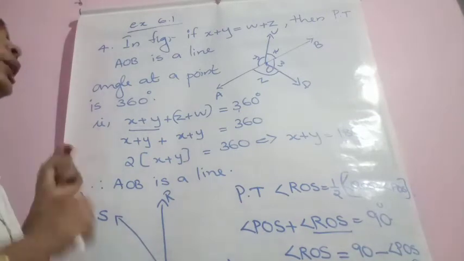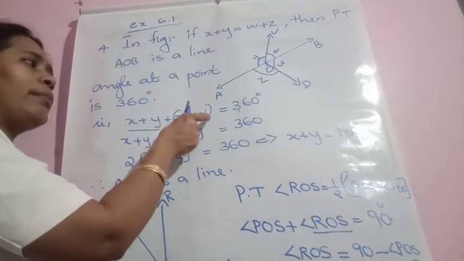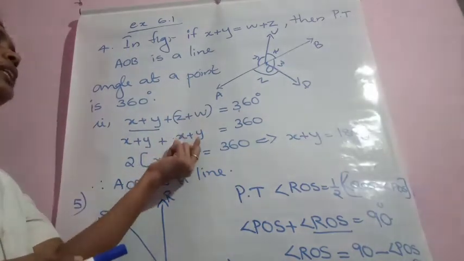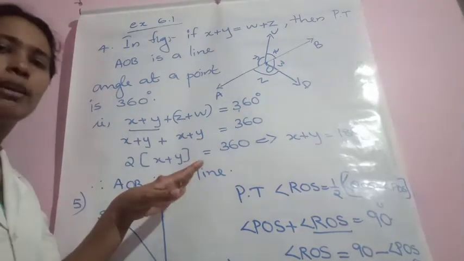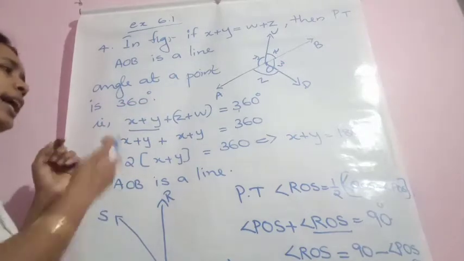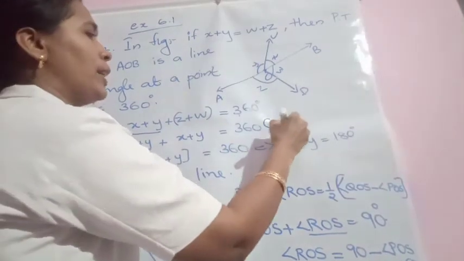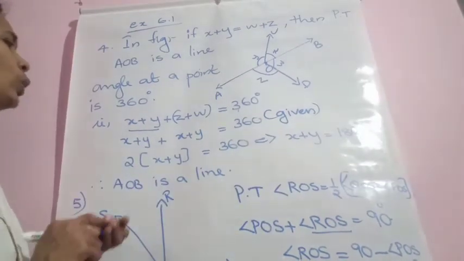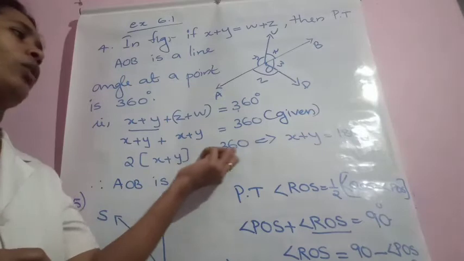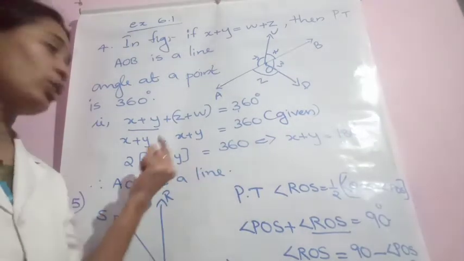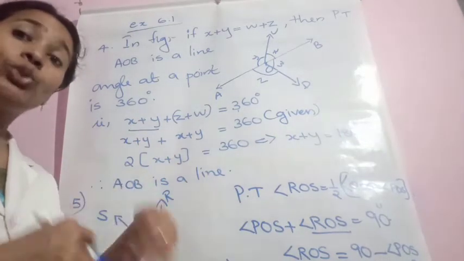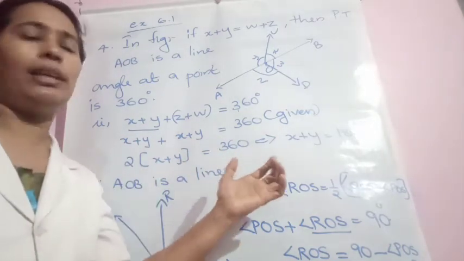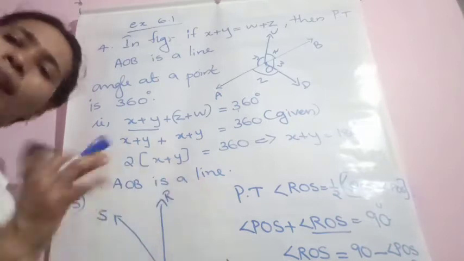But they have given to you that x plus y is the same as z plus w. So in the second line, instead of z plus w, the teacher is writing x plus y itself because it is given to us. So we can write x plus y plus x plus y equals 360. Then 2 times x plus y is equal to 360. So what is x plus y alone? 360 by 2, that is equal to 180 degrees.